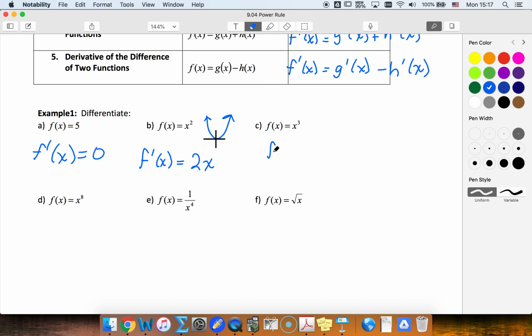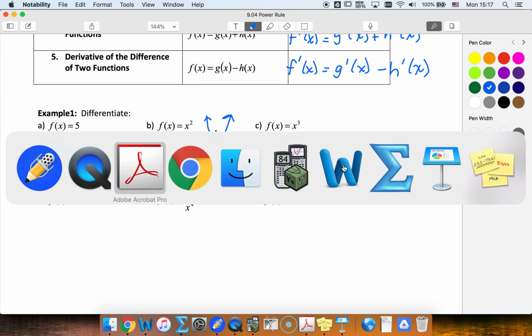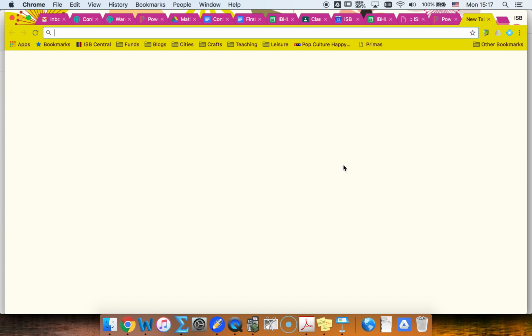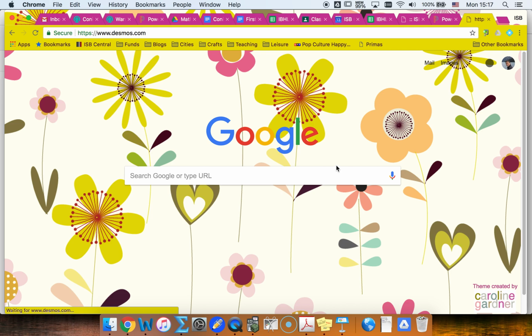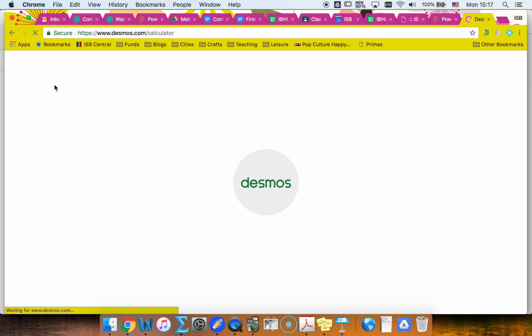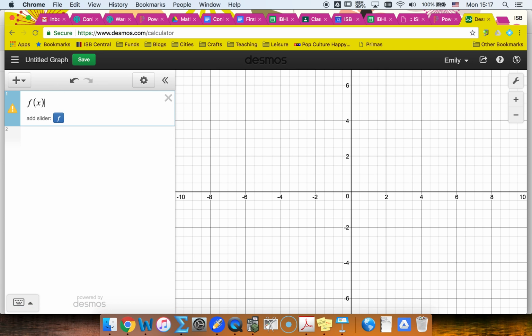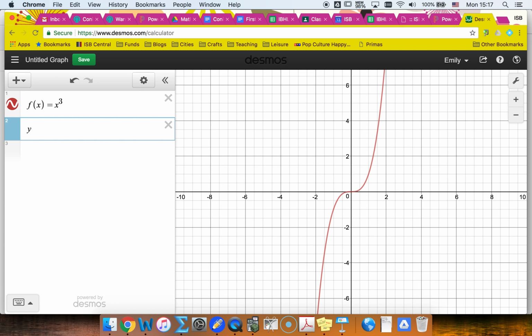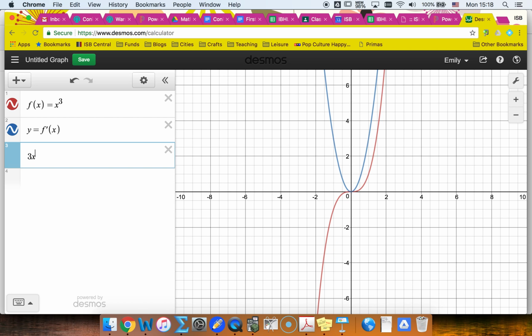Applying my power rule, the derivative of x cubed is 3x squared. Another way that I could check this is by graphing it on Desmos. So Desmos really nicely lets us set up f of x. So I can say that I have an f of x equal to x cubed. And then I could say that y is equal to f prime of x. And I suspect that that function is 3x squared. And I see that they are the same.